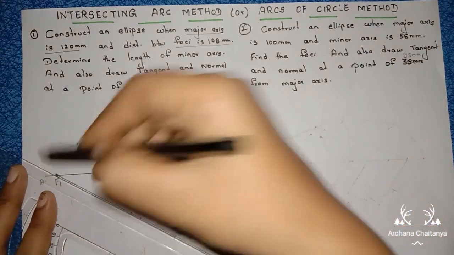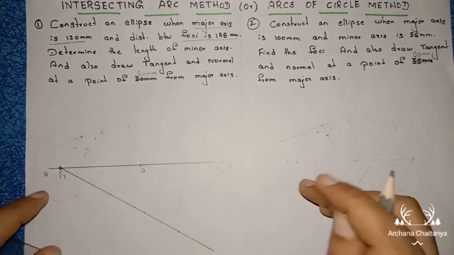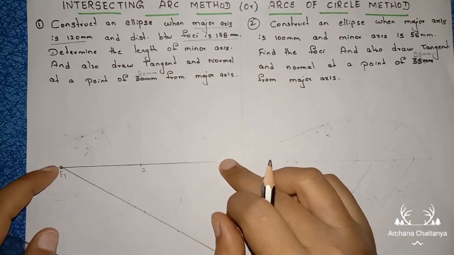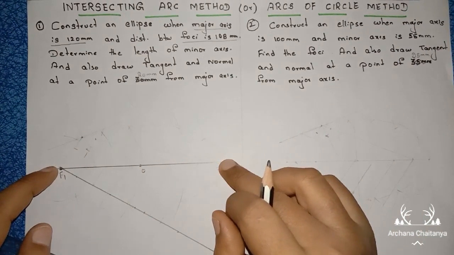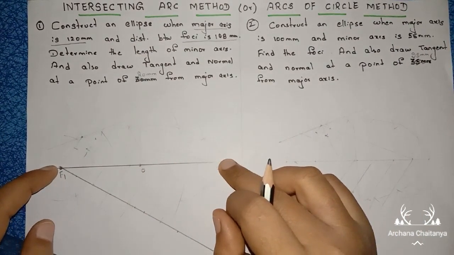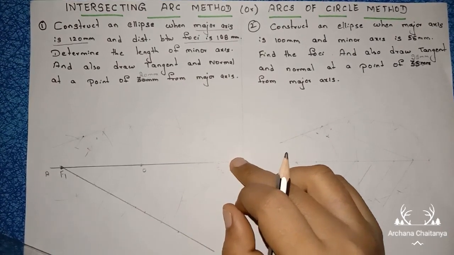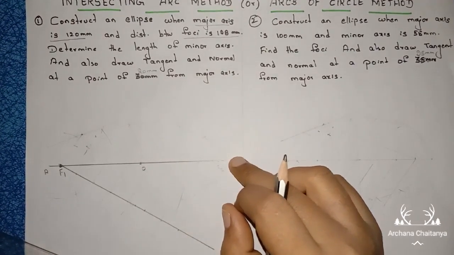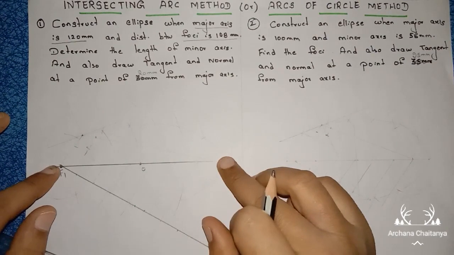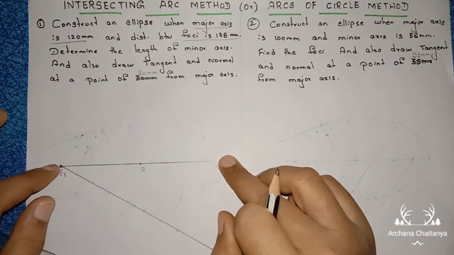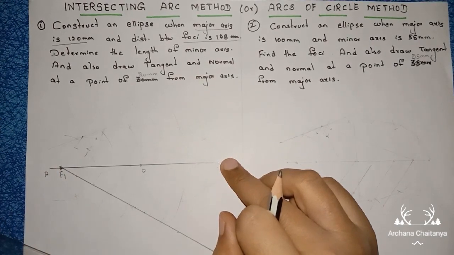Draw a line of any length. What we are doing is dividing this F1 F2 distance into any number of equal parts. If you want to get the perfect shape of the ellipse, take 6 to 8 equal parts.